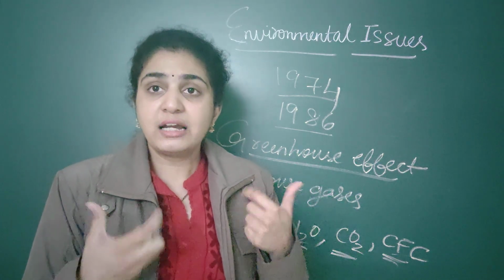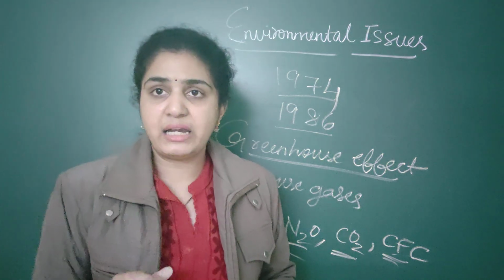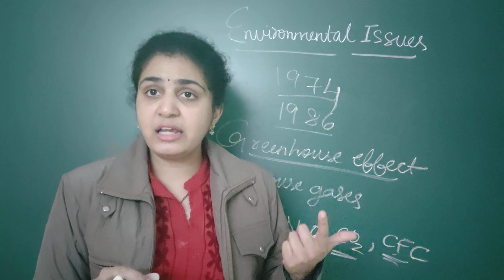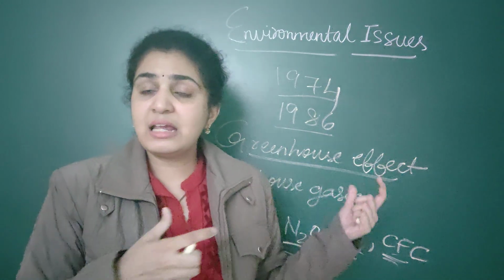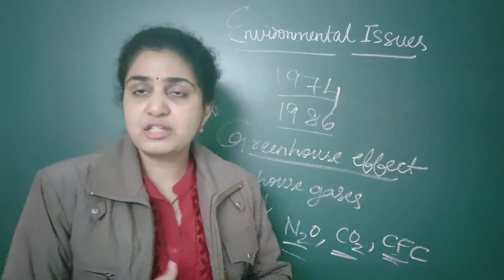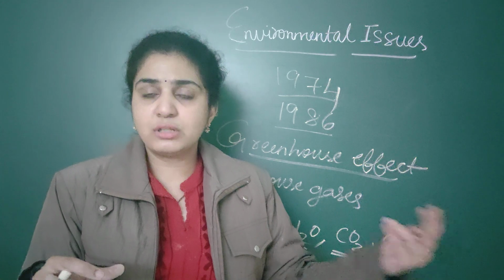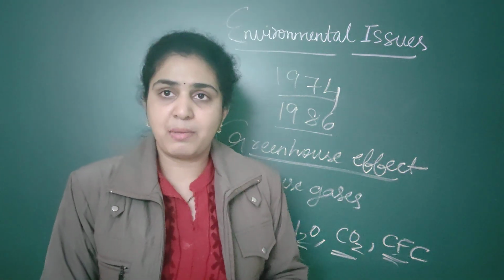If they are not there, it is very harmful to us. They should be there, but in minimal quantities. If they exceed and more greenhouse gases are present, then what will happen? There will be increased heat on the earth's surface. So what will happen? It leads to global warming. We'll see about global warming, but for now, what are the four greenhouse gases you should remember?